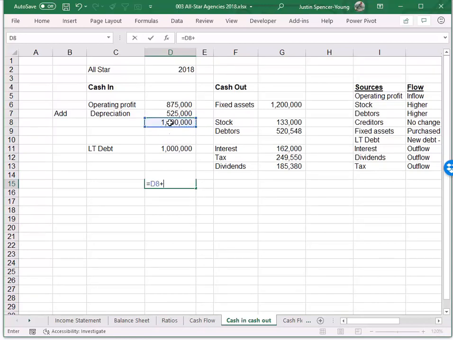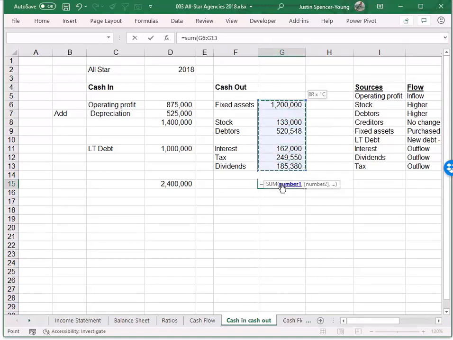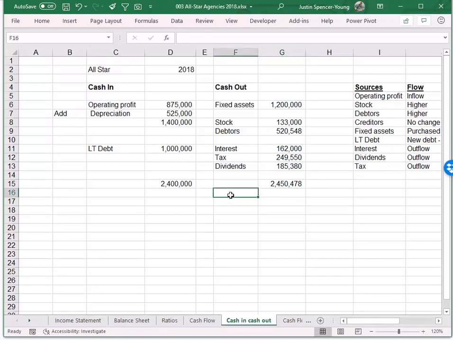We want to add these two together to get the cash inflow. And over here, we're going to do just a little sum, and we'll add these together to get a cash outflow. And then we might say, what is the cash in minus the cash out? And what we've determined here for the year is that there's a net outflow of 50,000 Rand, 50,000 and some change. So the ins and the outs through the year have resulted in an outflow of 50,000.